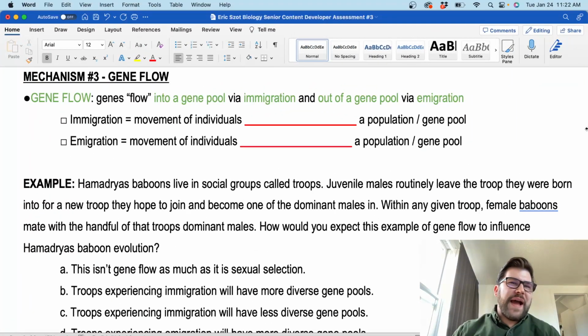Hello, everyone. Welcome back to lesson number 3 here of this concept, the concept of the mechanisms of evolution. In lesson 3, we're going to be going over mechanism 3, which is gene flow.